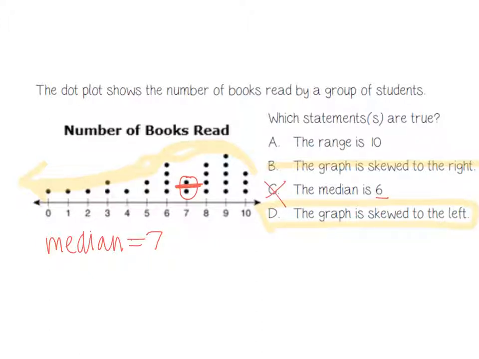So let's find the range. Let's see if that one is correct. The range is, my largest value is 10. My smallest value is 0. If I subtract them, I do get 10. So that one is true. So we have two correct answers. We have A and D, which are both correct.